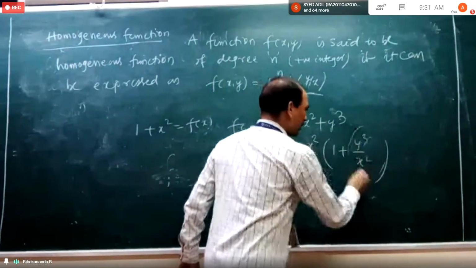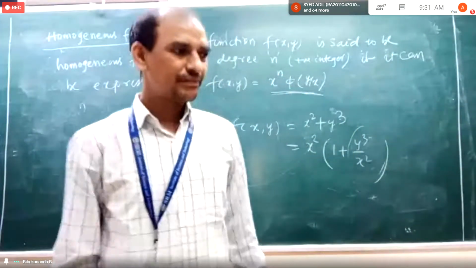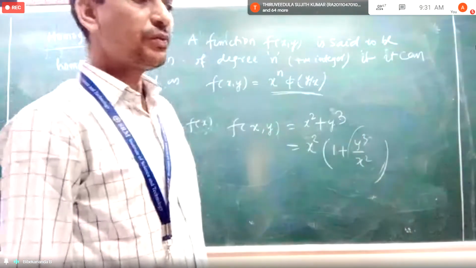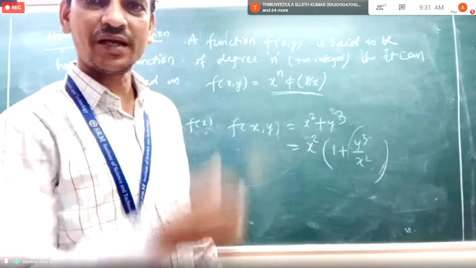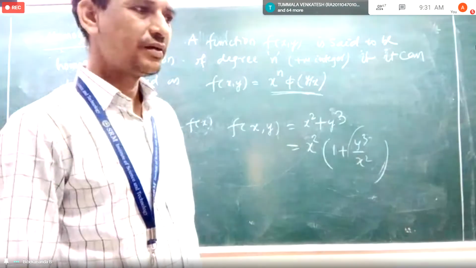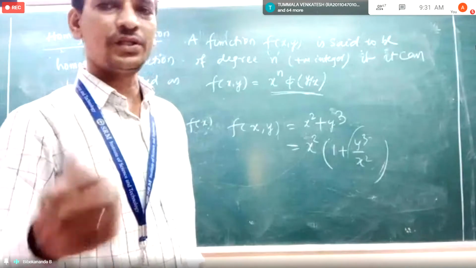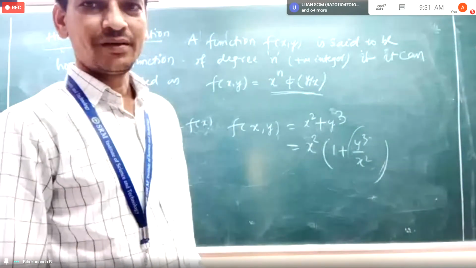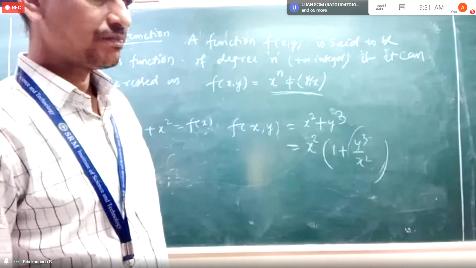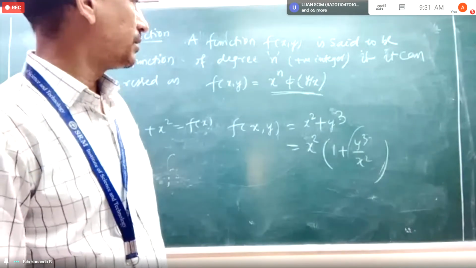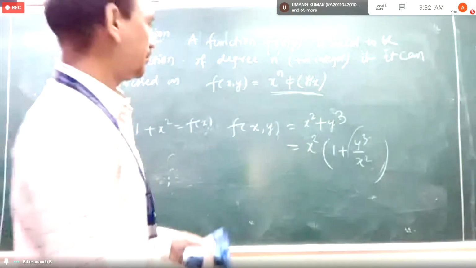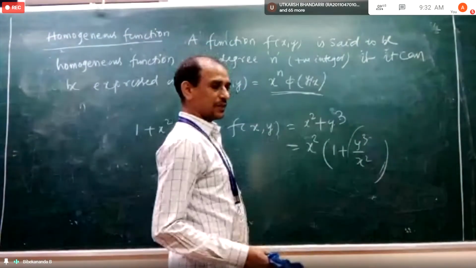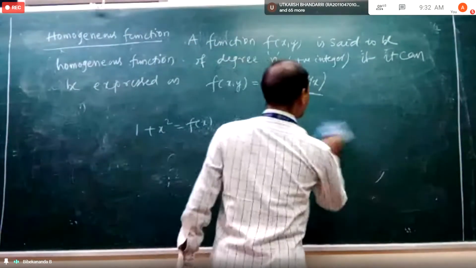So are these terms uniform? No, sir. y cube by x square is not uniform. So is it a homogeneous function? No, sir. Is it clear to everybody about the homogeneous function? Yes, sir. So like this we have to decide. Let us take another example.